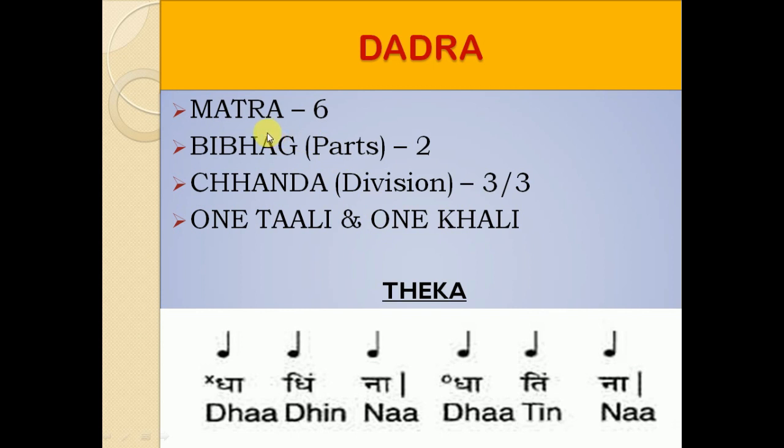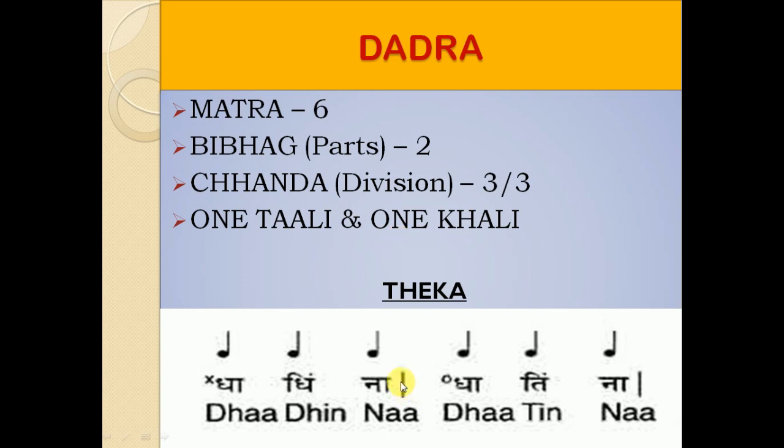I hope you understood. Now for the next one, we have Vibhag. Vibhag means parts. Now how many parts are there in any Theka, in any Tal? Now this varies from Tal to Tal. One Tal may have 2 parts, some other Tals may have 4 parts. Now here in this case it is 2. Now how is it 2?